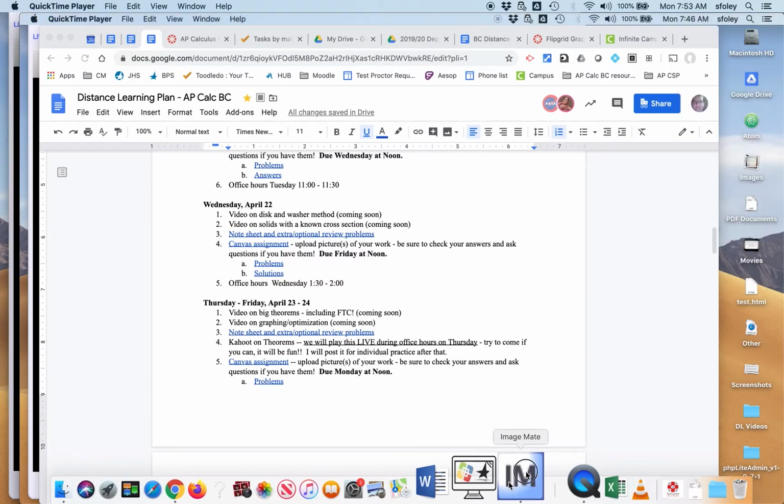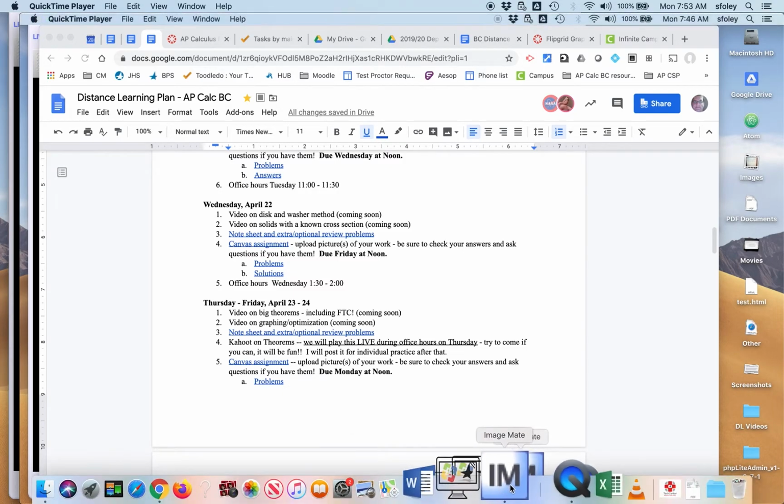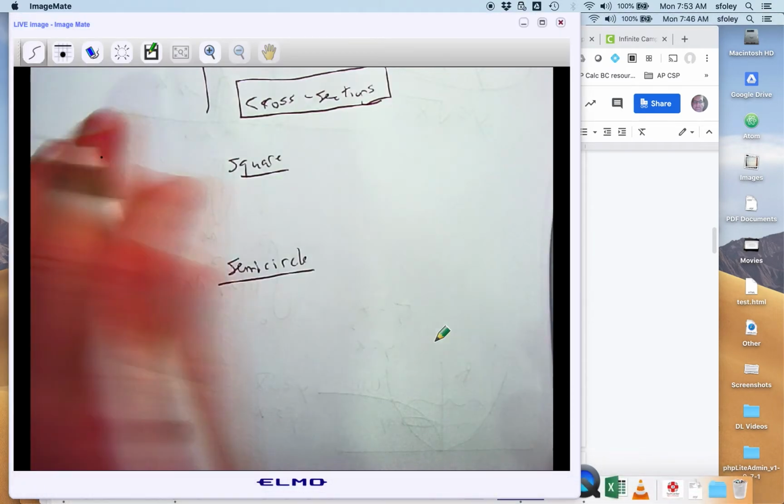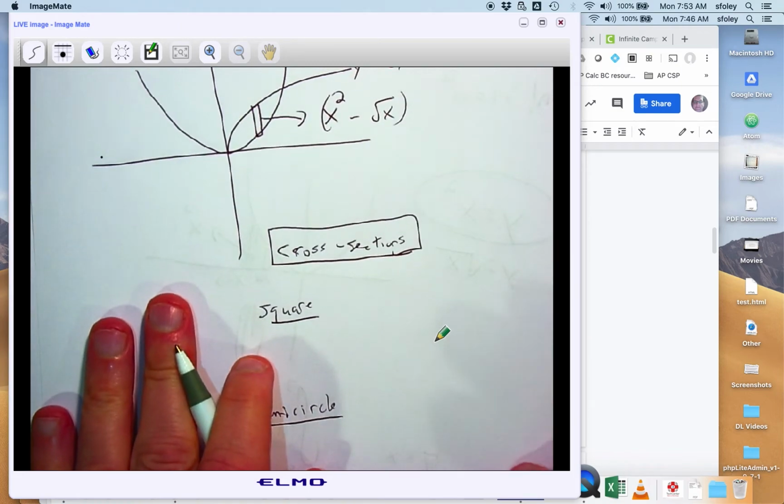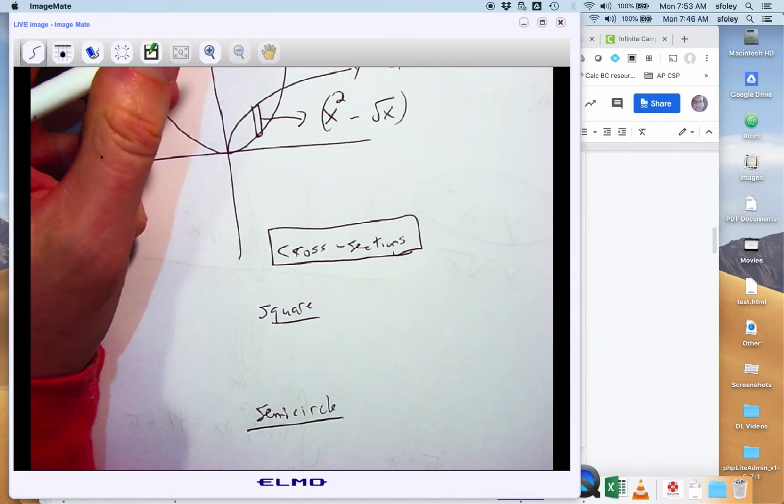All right, so if I can get my screen up here. So now we're going to talk about the other main type of volume problem, volume of a solid with a known cross-section.